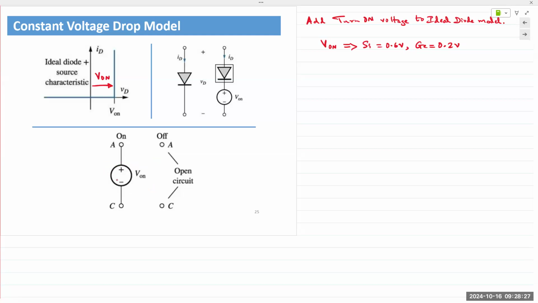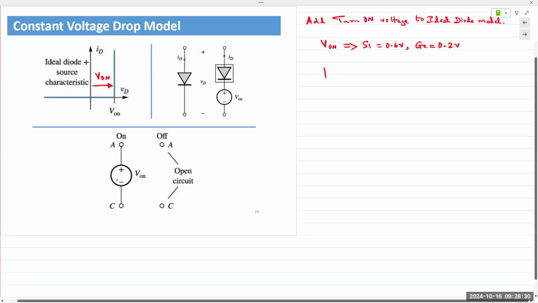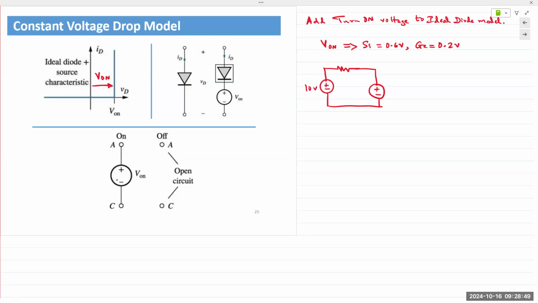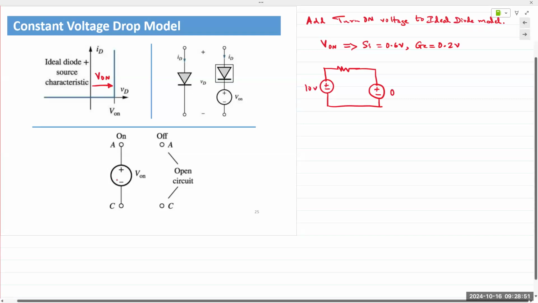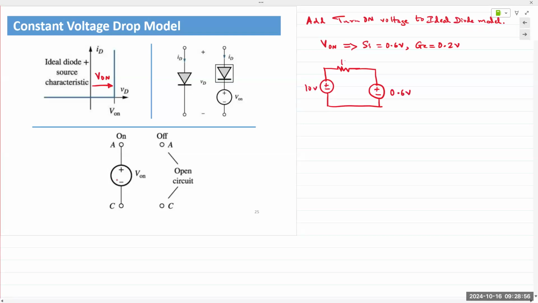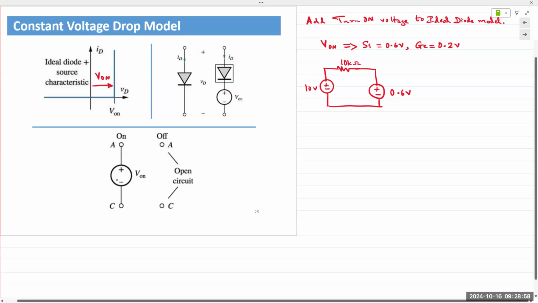So if we take our example again, we would replace the diode with a voltage. This is 10 volts, this is 10K. Let's say it's a silicon diode, so it's 0.6 volts, and this is 10 kilo ohms. Everything else remains the same.